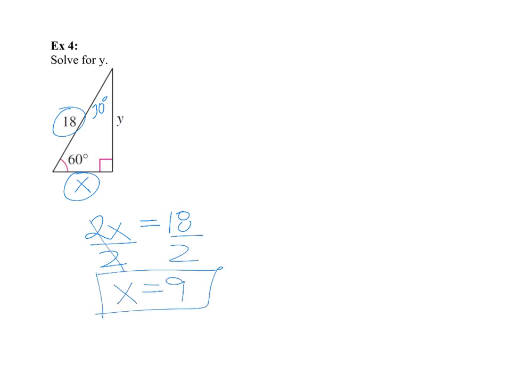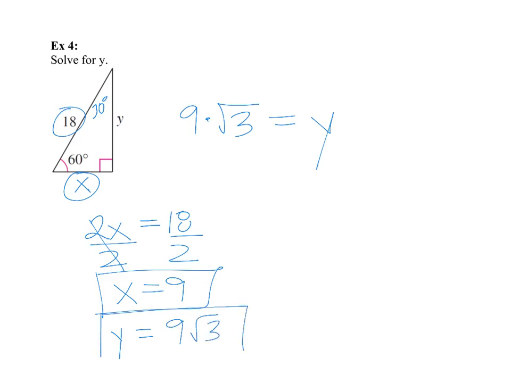Got that. Now what do you do to the short leg to get the long leg? Well, I multiply the short leg by square root of 3, and that gives me the long leg. So y is equal to 9 square root of 3. So you're essentially just going backwards in this problem to obtain the short leg, and then from there you get the long leg. That's all there is to it.